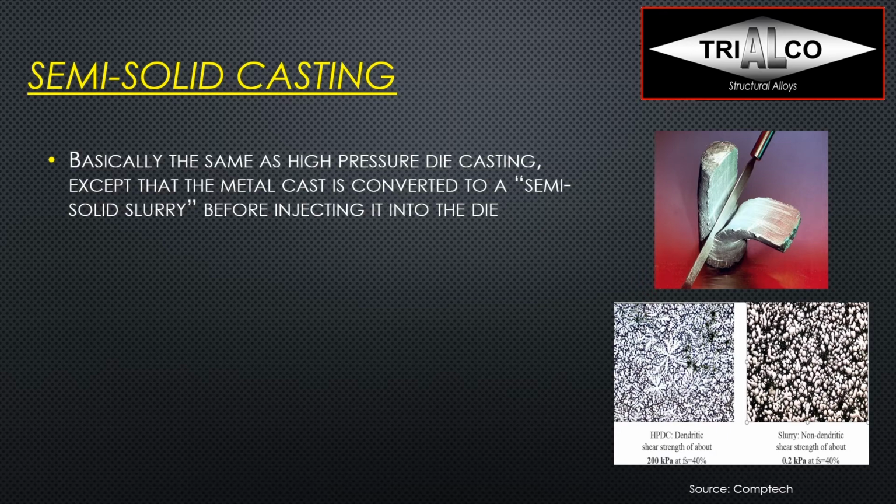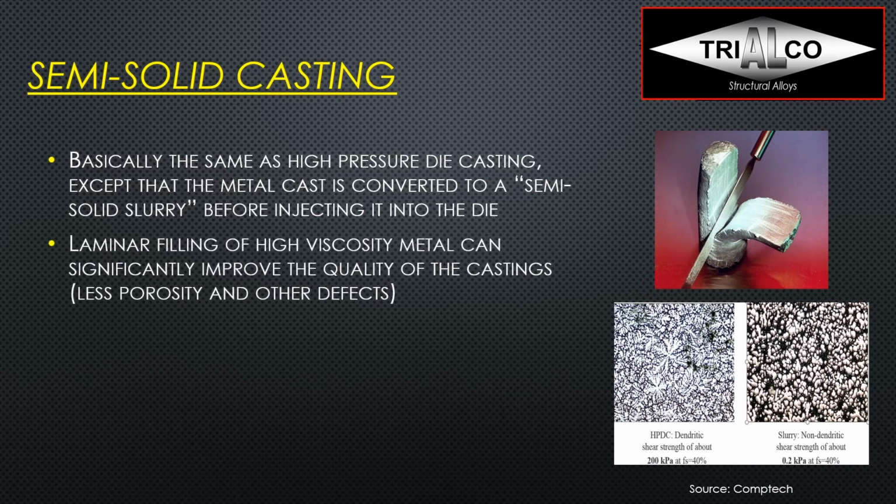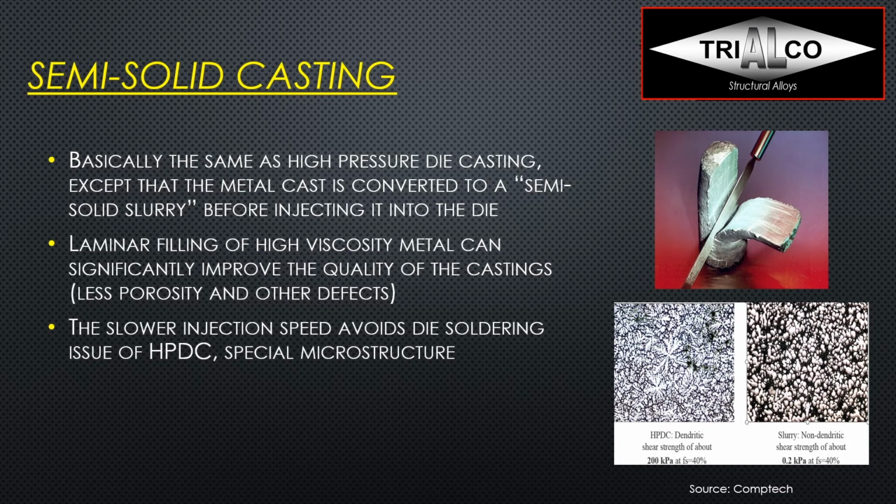As you can imagine, you get a very nice laminar filling of the die, not like in high pressure die casting, where the filling is very turbulent. The slurry has a very high viscosity and can therefore fill very thin sections as well. This makes it suitable for smaller and bigger castings with extremely thin and thick sections. The slower injection speed also avoids the die soldering issue of high pressure die casting.